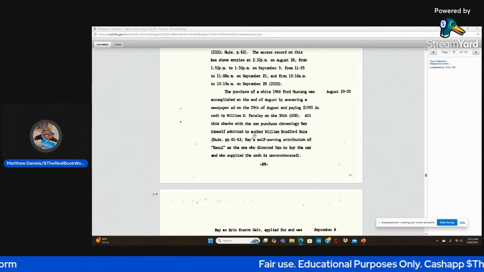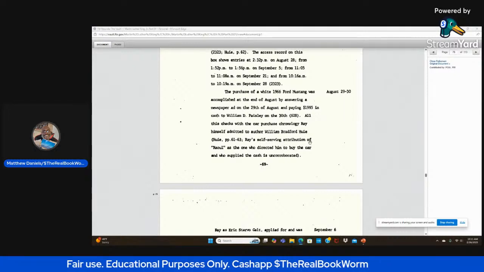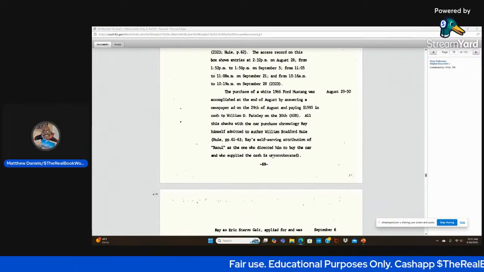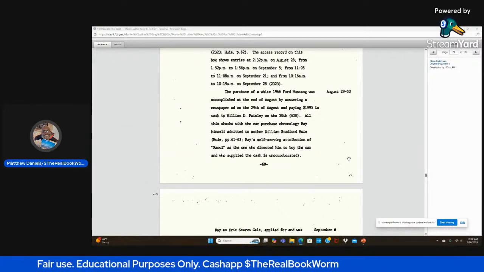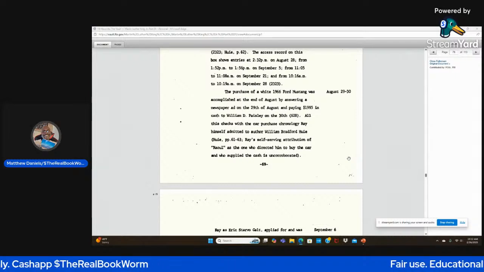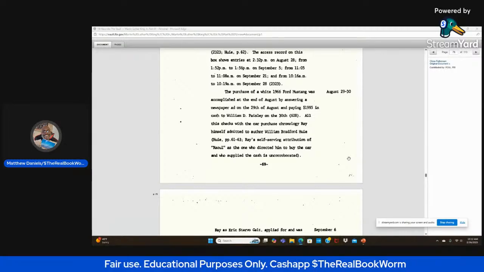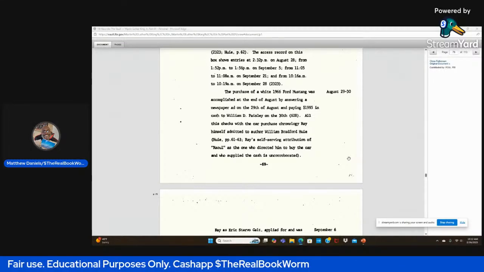Ray himself admitted to Arthur William Bradford Huey. Ray's self-serving attribution of Raul as the one who directed him to buy the car and who supplied the cash is uncorroborated. So look, he says out of his own mouth, James Earl Ray says that Raul told him to go buy the white Ford Mustang, and Raul gave him the money to do it. Now, the FBI files are saying that that's uncorroborated, but of course, they're not going to implicate themselves.